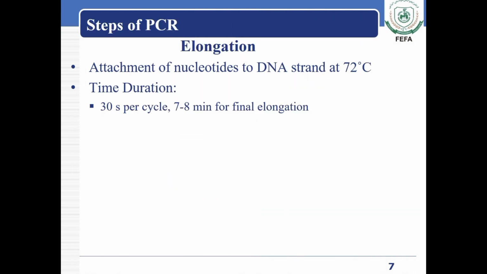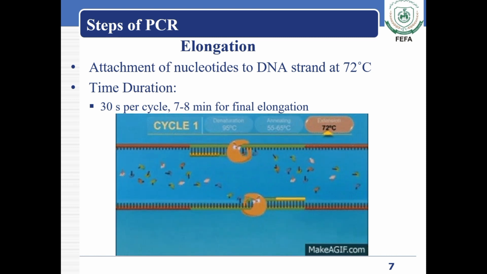The third step is elongation. Here, the free nucleotides, the raw nucleotides present in the reaction mixture, the PCR mixture, are attached by the Thermus aquaticus polymerase, the DNA polymerase enzyme, at 72 degrees centigrade. It requires 30 seconds per cycle, and the total procedure takes 7 to 8 minutes.